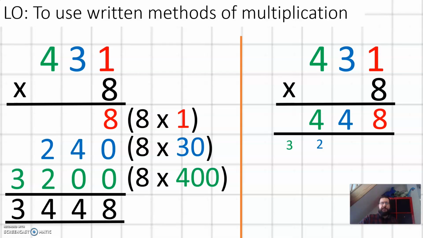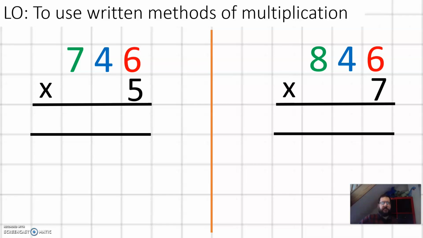So this time, of course, the 4 stays in the hundreds place value, and the 3 carries across into the thousands place value. The last thing we need to do is put those thousands into the answer to give us 3,448. So you can see in this method what we've done, rather than partitioning it out, we've looked at each place value separately, and then we've combined them all together to find the answer. So let's look at another example, 746 multiplied by 5.